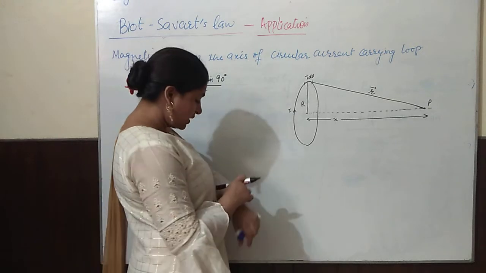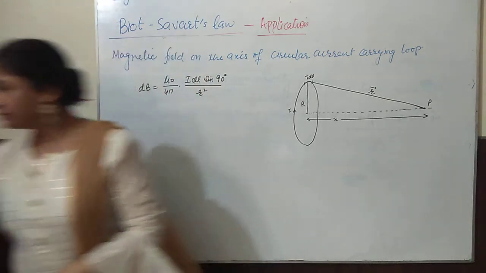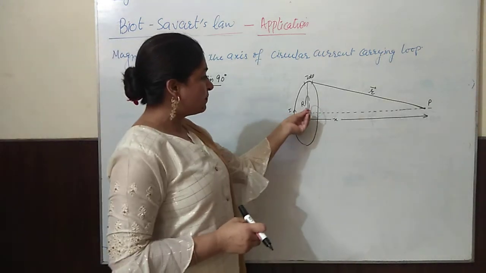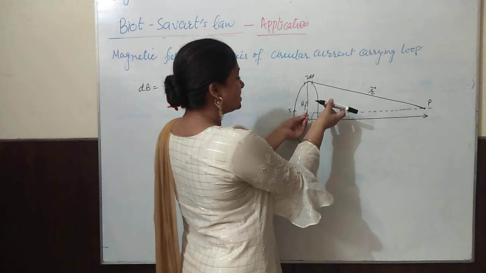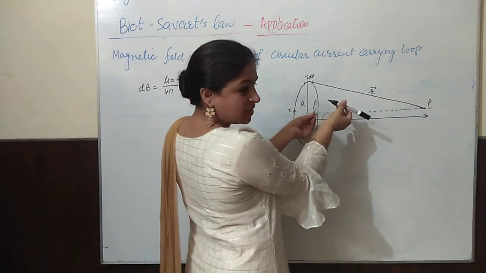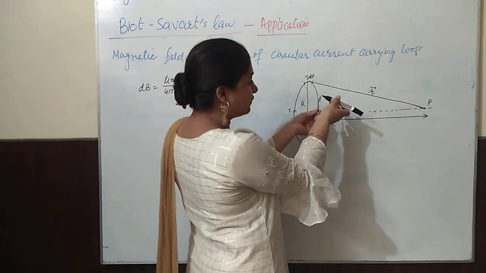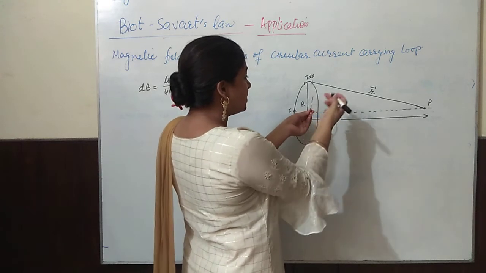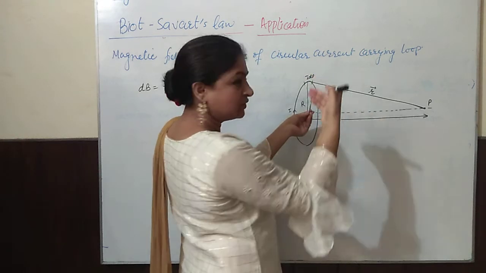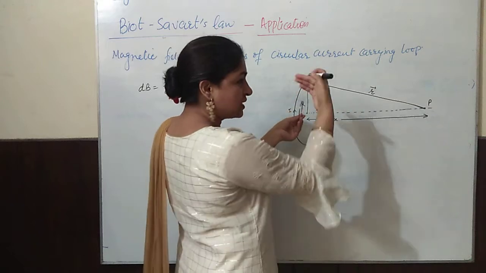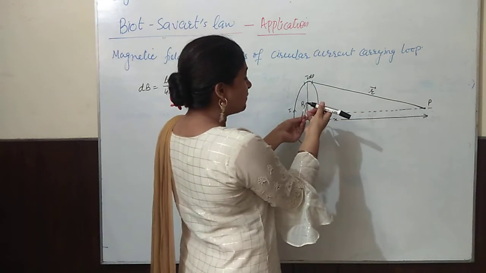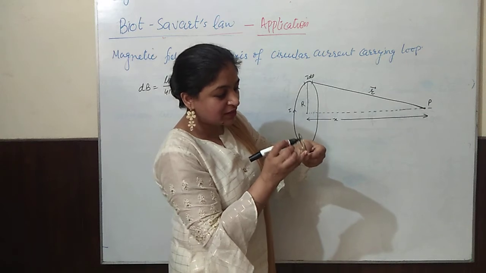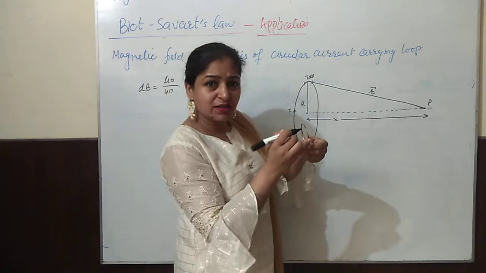How is this so? Suppose this is the current carrying loop, lying perpendicular to this plane, and this is the position vector. My marker is becoming the position vector of the observation point. You can see this is the current element, meaning current is flowing out of the board, and this is the position vector. So whatever the position, the angle between the position vector and the current element would always be 90 degrees.